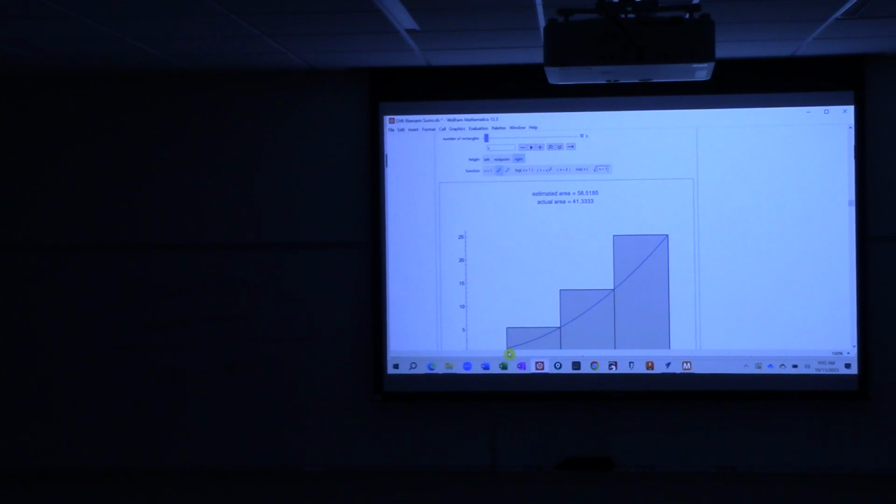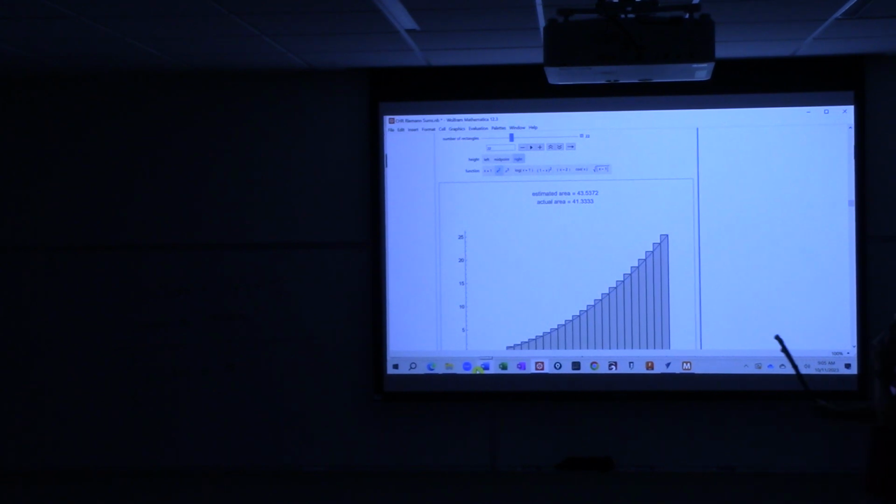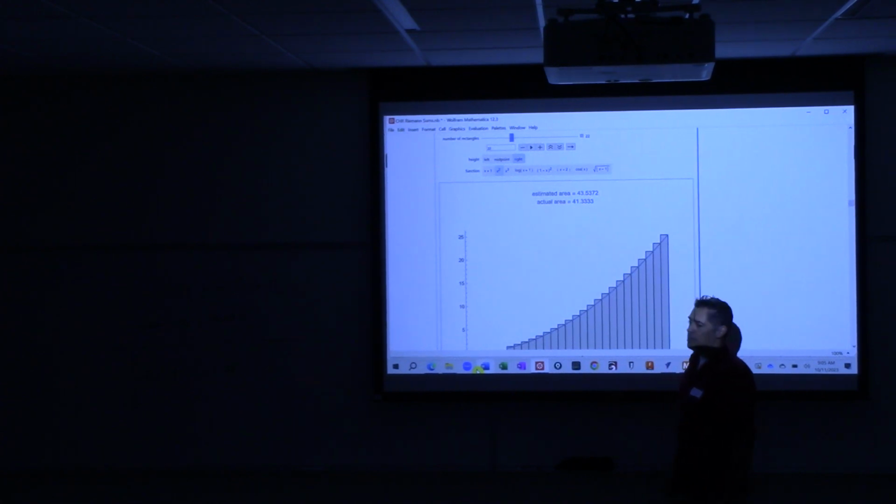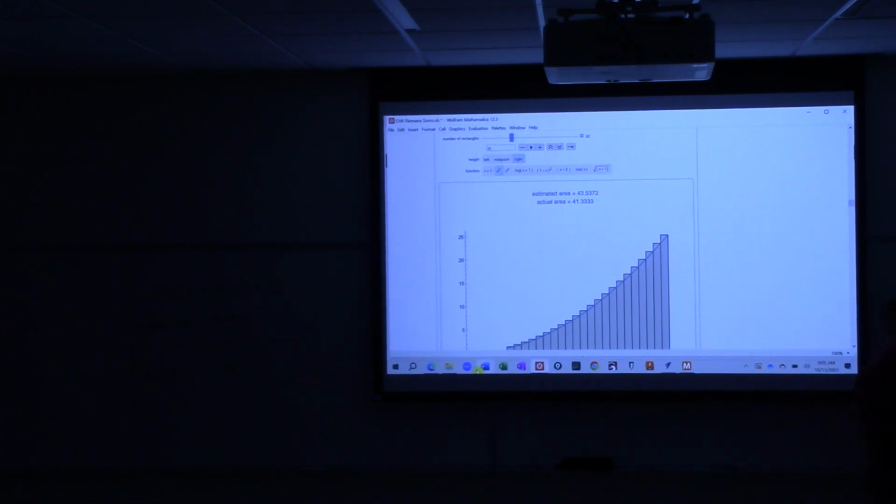But the more rectangles I put in here, the smaller and smaller the error gets, right? And do you see that I get closer and closer to the true answer? Look at where I am. Right now I have 22 rectangles, and it's 43.53. The true area is 41.33, right? So how many rectangles should I use then to get the best approximation I could ever get?